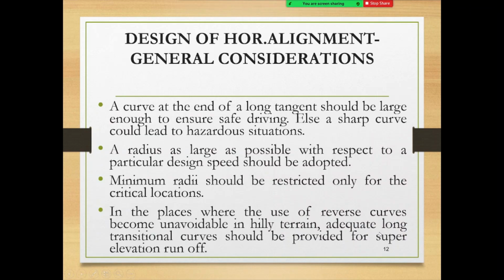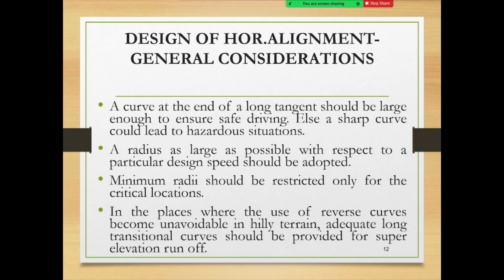And a curve at the end of a long tangent should be large enough to ensure safe driving. Else a sharp curve could lead to a hazardous situation. Do you remember the drawing, the road I drew here with the hairpin bend? What it says is such kinds of curves should be avoided. And a radius as large as possible with respect to a particular design speed should be adequate.